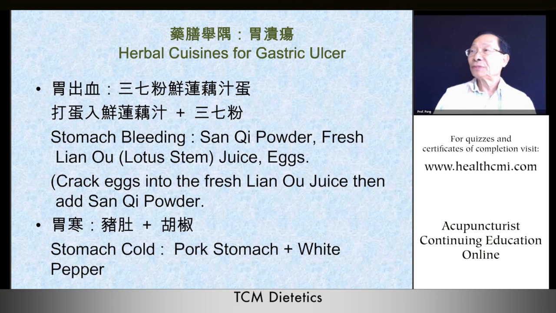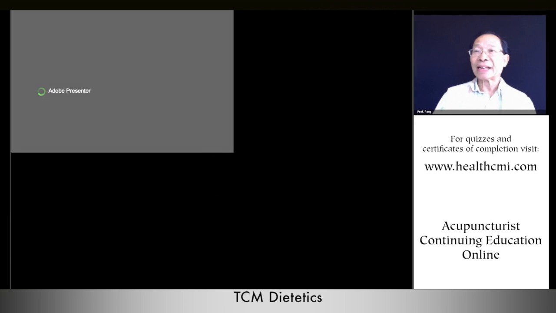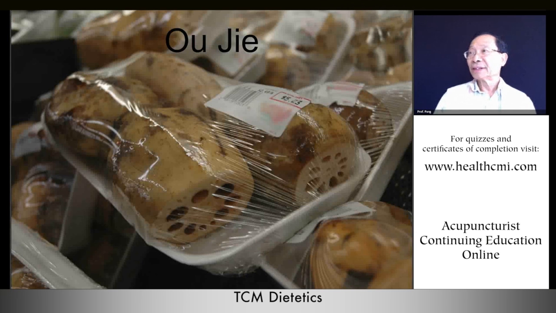Then we know that the fresh lotus juice has the same kind of character as Ojie, because usually we put the Ojie in the formula. Then we cook it like a tea, but now we use a fresh one, okay? Then it's even stronger, because you mix it with the sanchi powder. But if some people are just general public and don't have sanchi powder, that's okay too. You just use the juice, then mix it with the fresh egg.